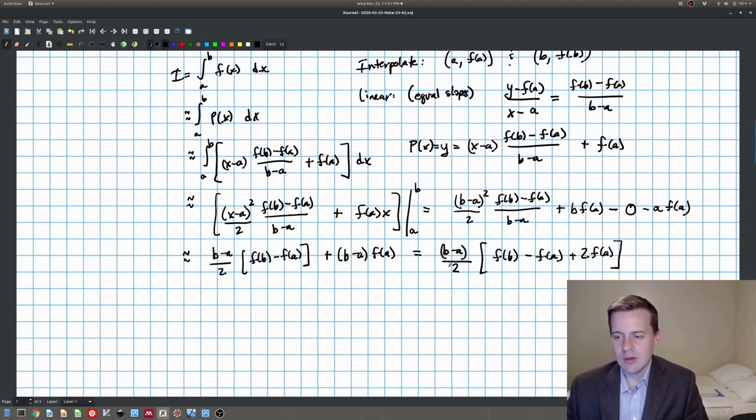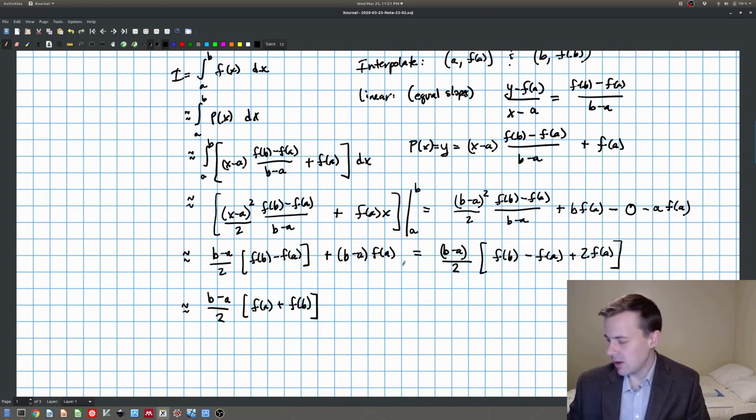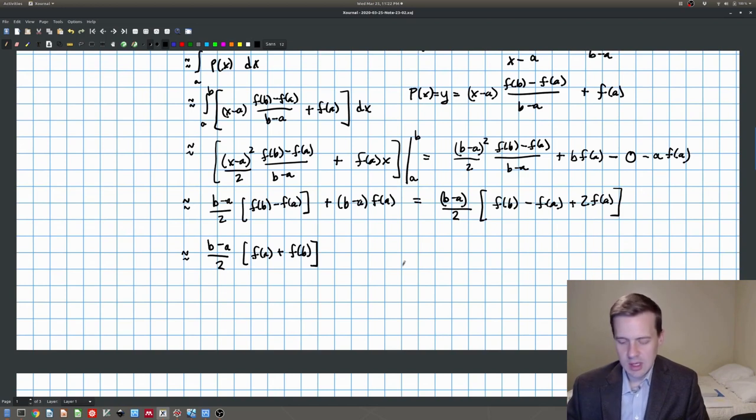All right. So now, looking at that, these can add together, and I'm going to get, finally, this is going to approximately be (b minus a) divided by 2 multiplied by (f of a plus f of b), where the plus sign comes from the 2 canceling out there. All right, so this right here is my final answer. We'll put a little green box around it.